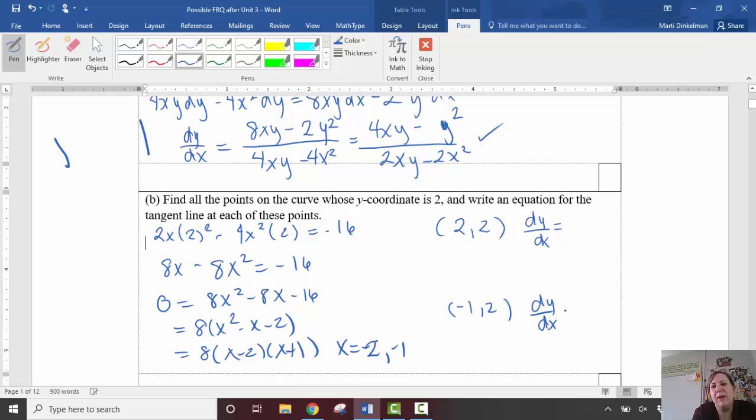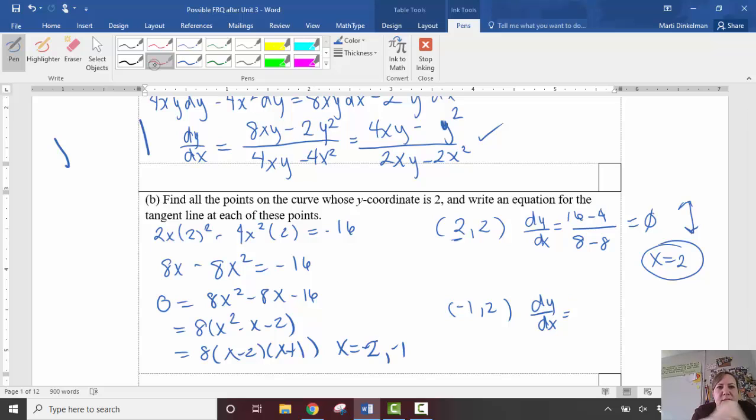So we're going to look back up at what they have. I'm just going to use this one since it's easy enough to see. So 4 times 2 times 2 is going to be 16, minus 4. And then that's going to be 8 minus 8. So this one is undefined, which means we have a vertical tangent line. That's going to be an x equals. So what is the x coordinate? Well, it's 2. So x equals 2 is that tangent line.